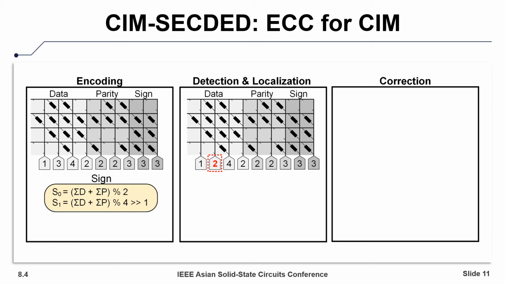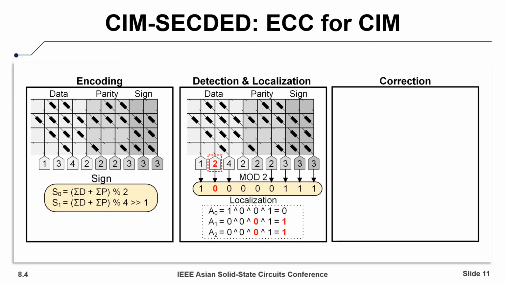As an example, let us assume that a single error occurs at the 3rd data bit. So instead of 3, we read 2. To detect and localize this error, we can use the same exact logic as regular SECDED. All we have to do is look at the least significant bit, or mod the ADC outputs with 2, as shown here. This is because of residue arithmetic, as we discussed earlier. And from here, we can perform localization the same exact way as SECDED, by translating this syndrome shown in the bottom of the panel as the bit address.